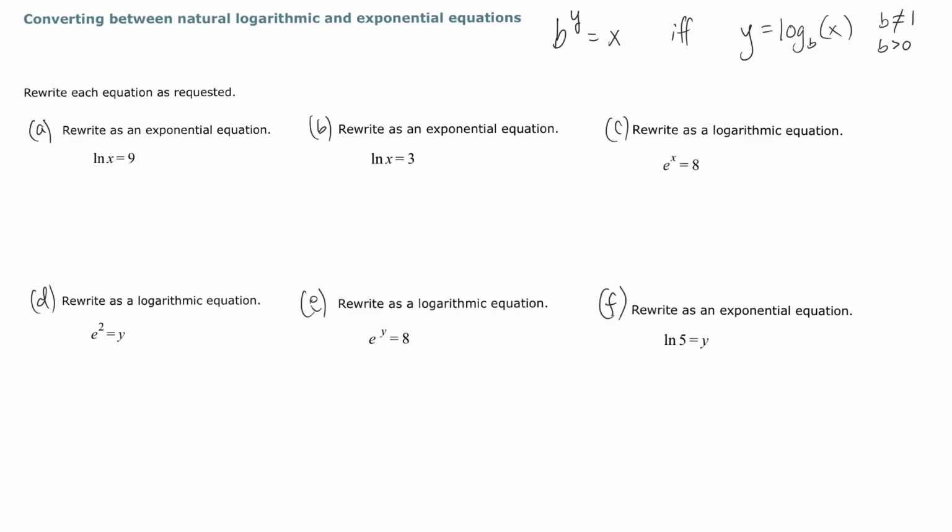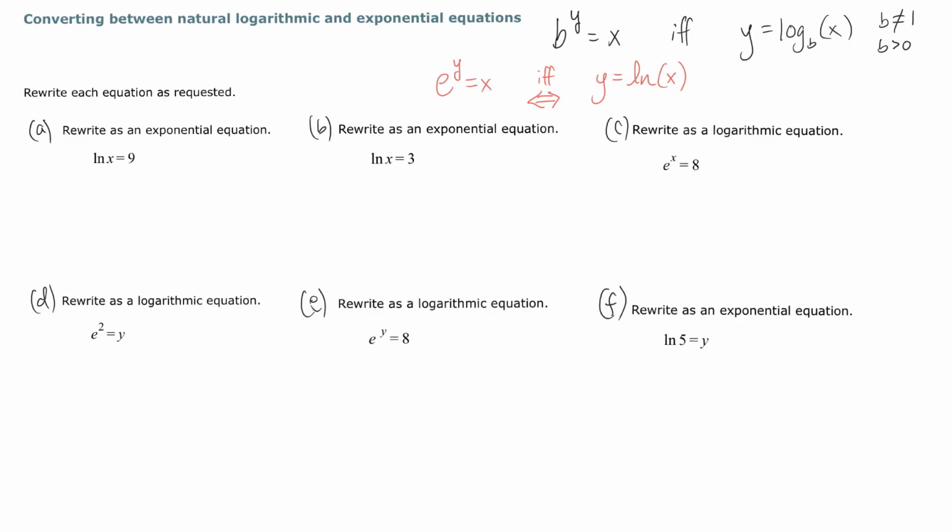Now let's write the definition in a special case where the base is actually e. So let's write e to the y is equal to x if and only if y is equal to the natural log of x. Now remember, if and only if is a two-way street. So if you start with the left, we can go to the right. If you start with the right, we can go to the left. It's what we call in mathematics a biconditional.